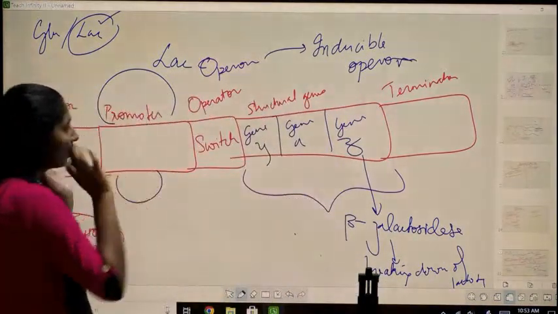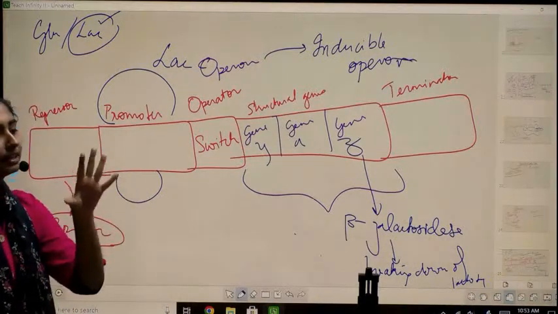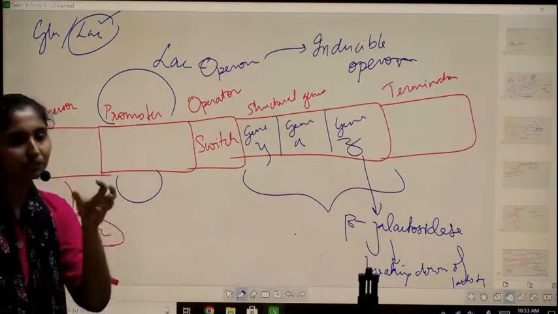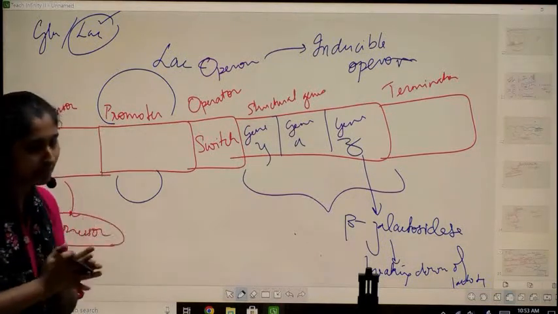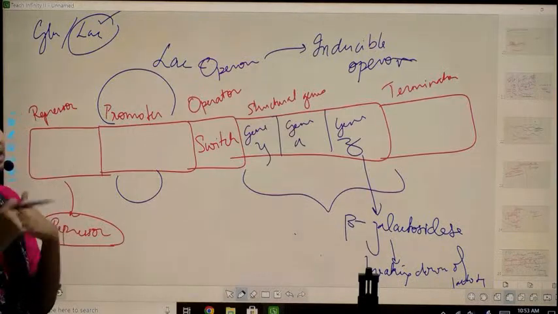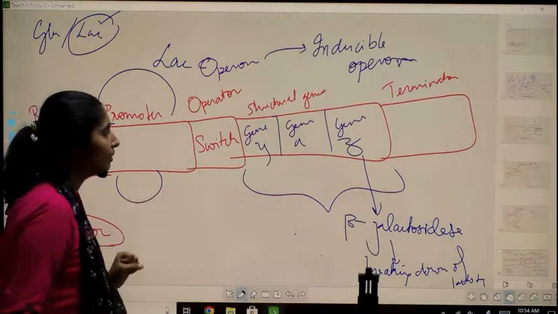Then we have genes Y and A. Genes Y and A basically help to increase the permeability of the cell to lactose so that the lactose can be taken up by the bacterial cell. There is also a transacetylation process that would occur, so these 2 genes help in that process.